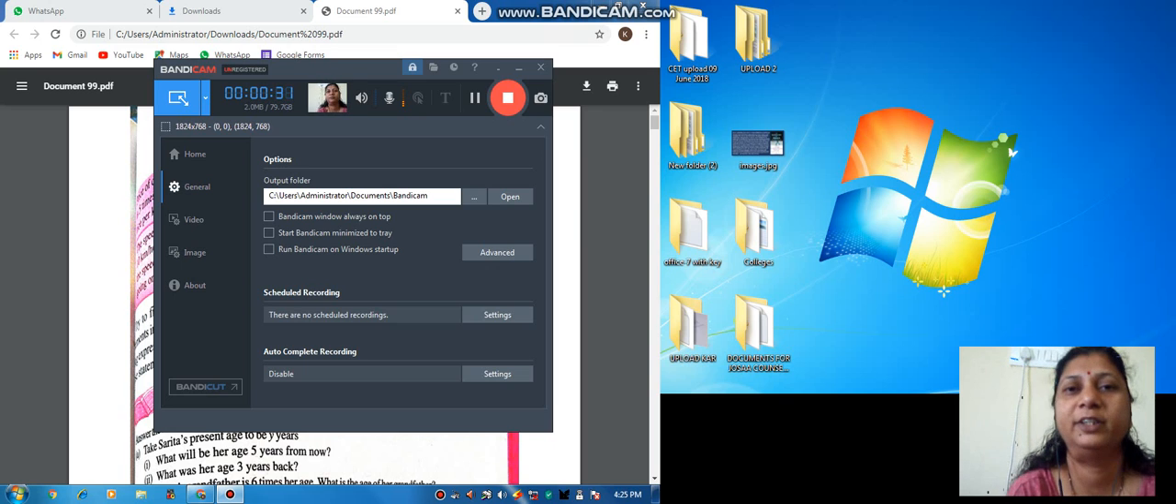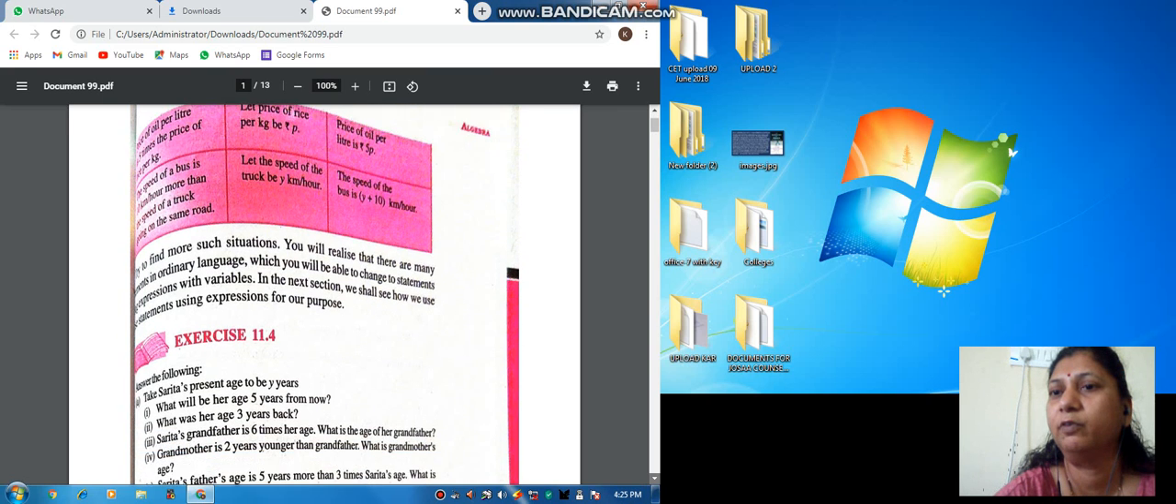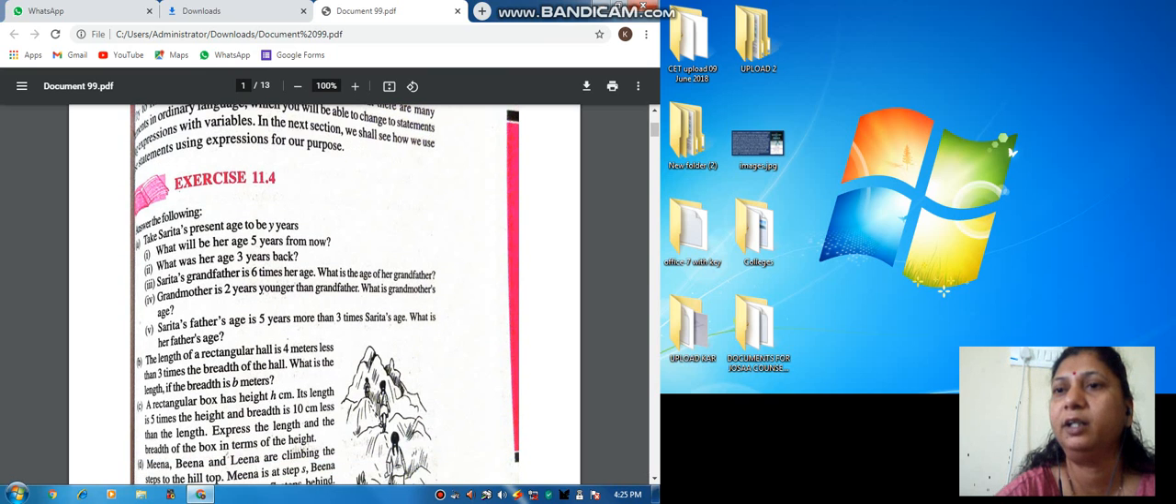Okay, so in the previous video we started our revision of algebra. A little bit of revision is incomplete, so I will complete it and let's move forward. So let's start. I think we have gone up to exercise 11.4. In this 11.4 we started to make equations.